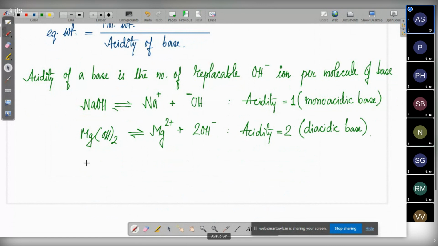And then suppose if you are given aluminium hydroxide, then it is Al3 plus and 3 OH minus. That means the acidity over here is 3. So depending on the number of replaceable OH minus ion, you can find out the acidity and basicity, and thus you can naturally find out the equivalent weight of the acid and base. This is how you find out the equivalent weight of the acid and base.